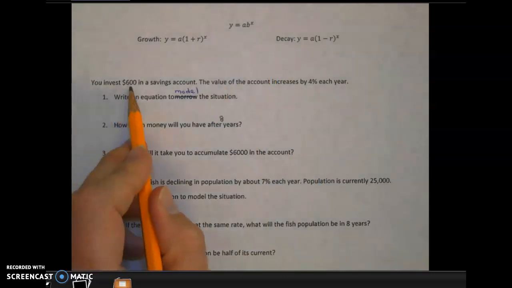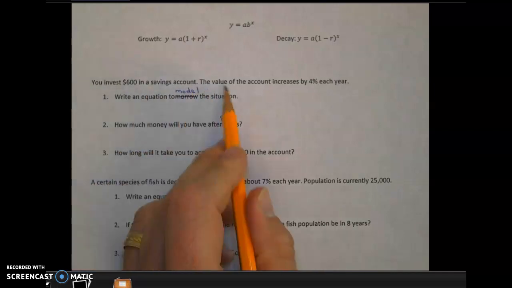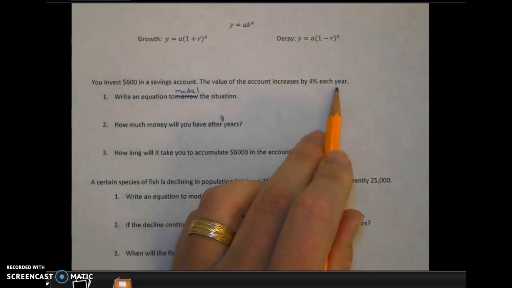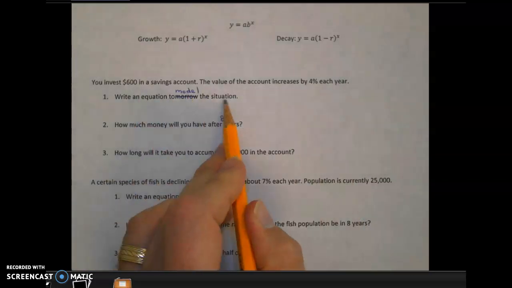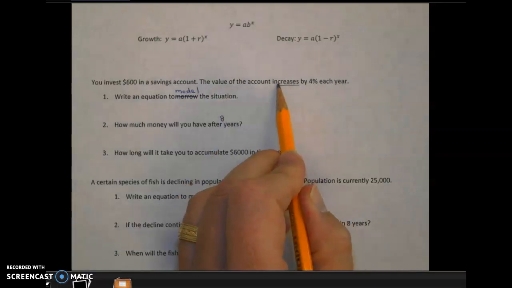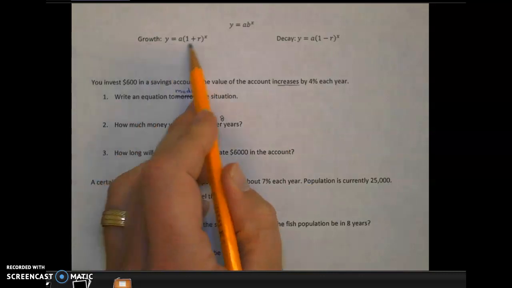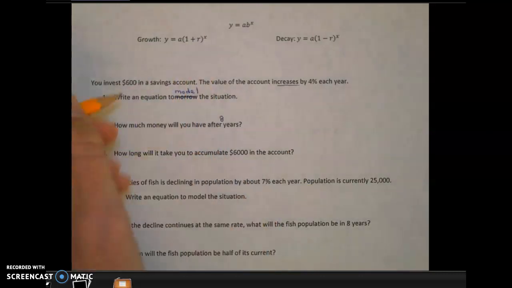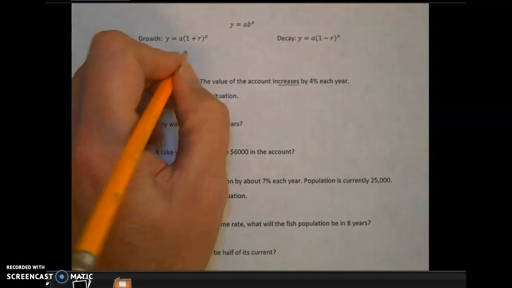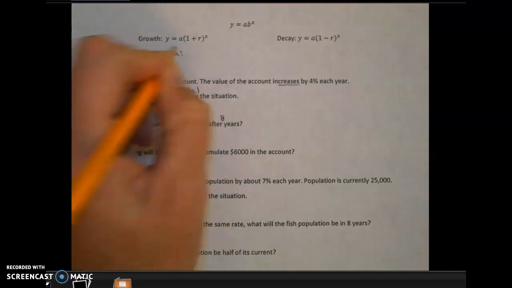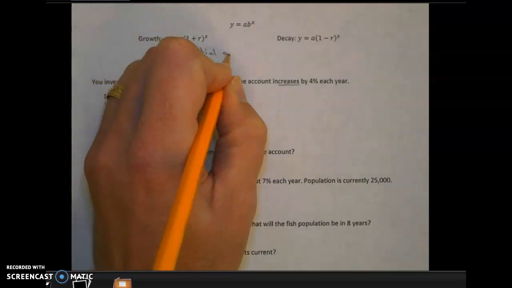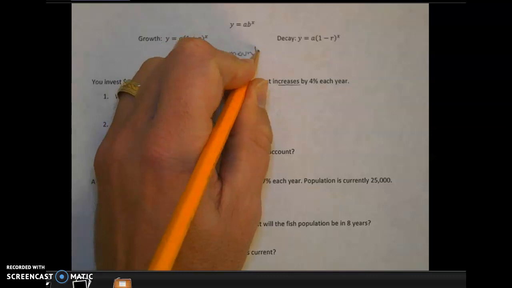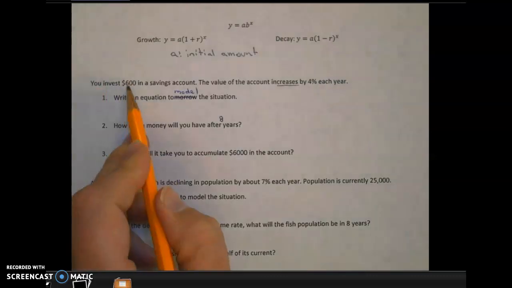It says you invest $600 in a savings account. The value of the account increases by 4% each year. Write an equation to model the situation. So right here, the word increases tells us we need to use the growth function here. Okay, and A is going to represent the initial amount. So in this case, our initial amount is $600.